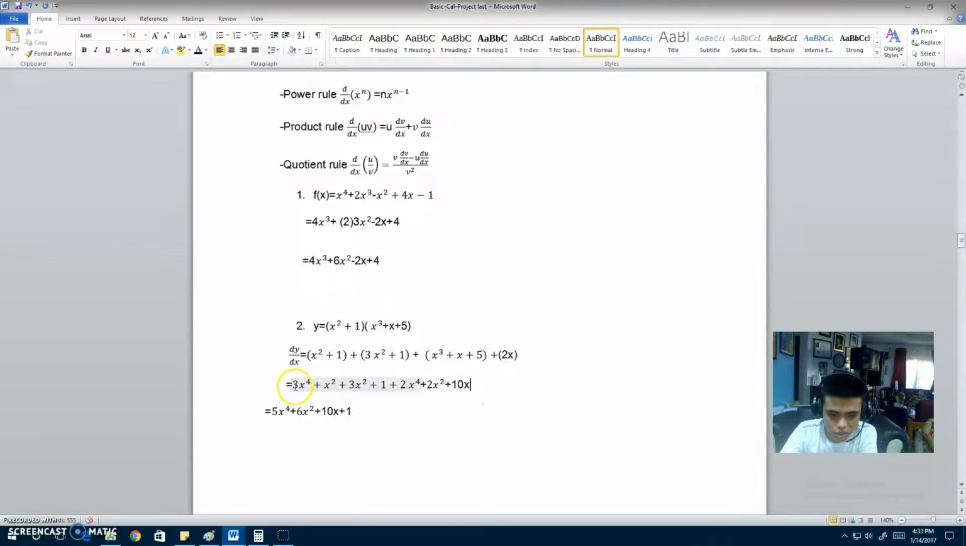So 3x to the power of 4 and 2x to the power of 4 is equal to 5x to the power of 4, and then x to the power of 2 plus 3 to the power of 3x to the power of 2 plus 2x to the power of 2 is equal to 6x to the power of 2, then 10x, then this one plus 1. So that's all. Thank you.